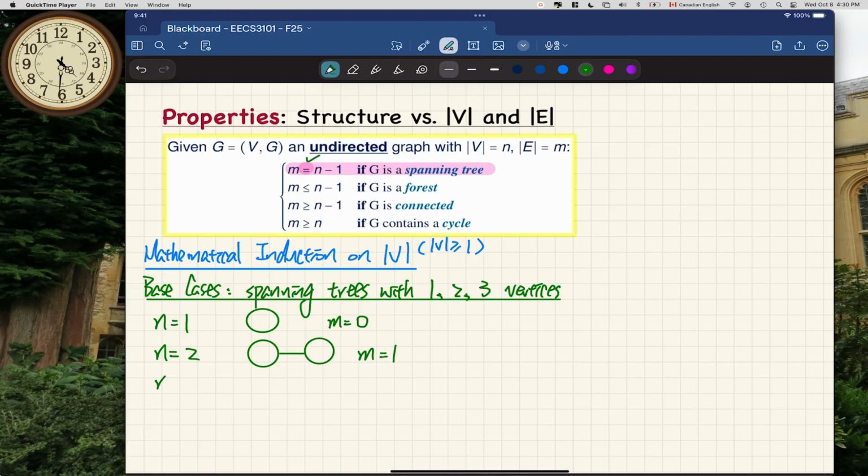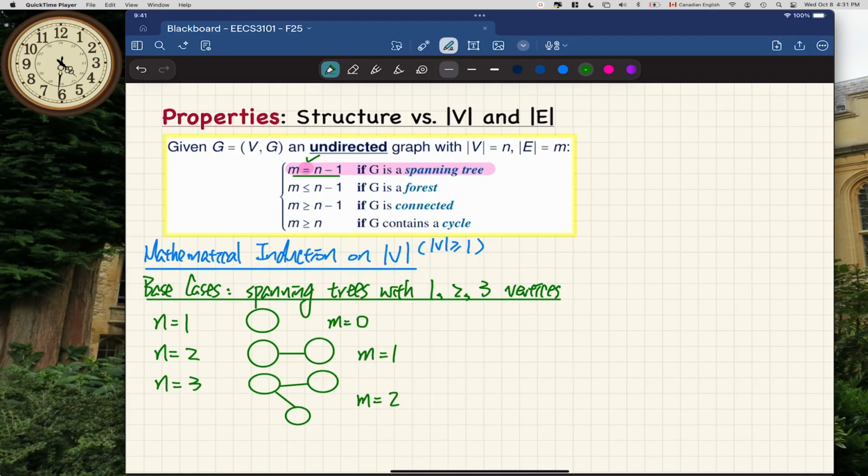One more. If I got n equal to 3, if I got 3 nodes, or 3 vertices in the graph, for me to create a spanning tree, I got 1 edge here, and also I got 1 here. Okay, you cannot add another edge. In that case, you will have a cycle. That's not a spanning tree anymore. So that will be m equals 2. So this property here actually holds in the base cases.